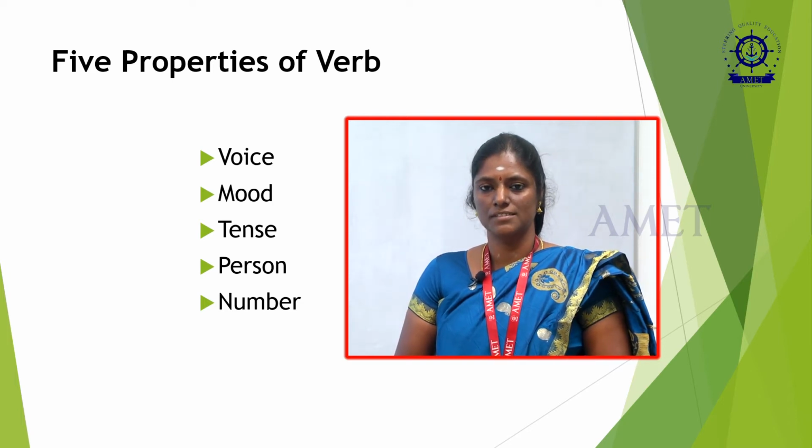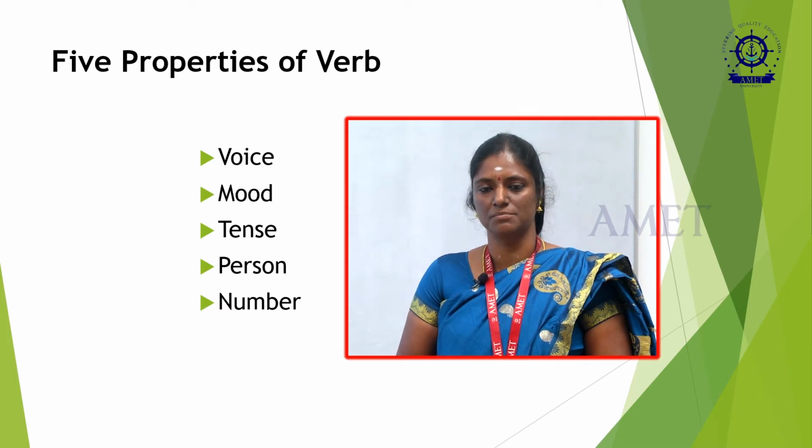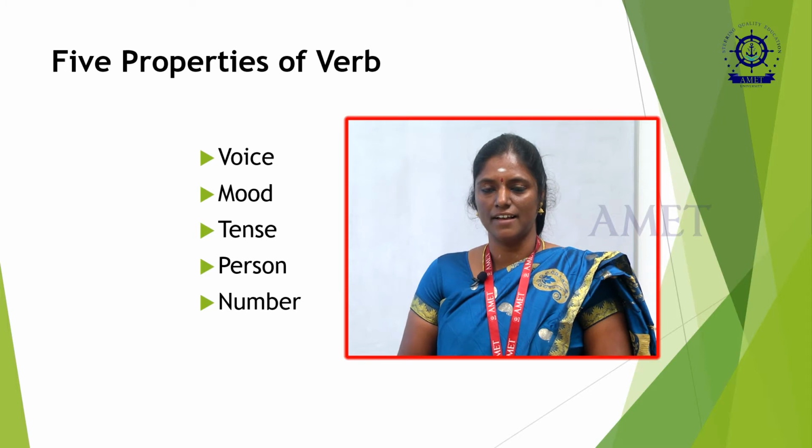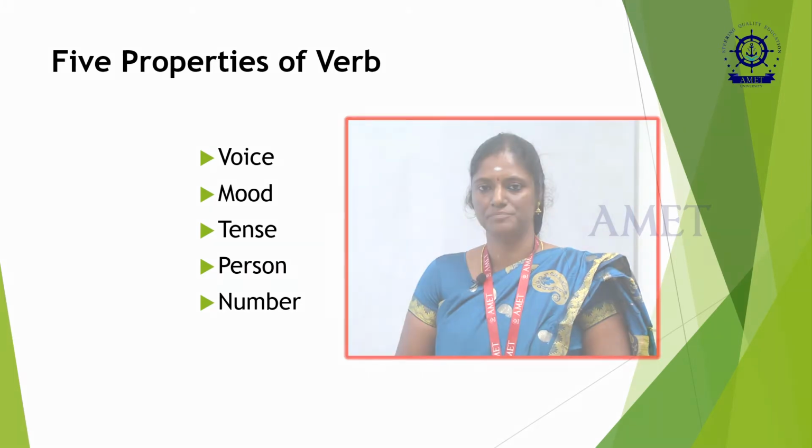And the fourth one is person. Person is nothing but first person, second person and third person. First person is I, and second person you, third person he, she and it. And the last one number. It's again very simple, it's nothing but singular and plural form of the verb.